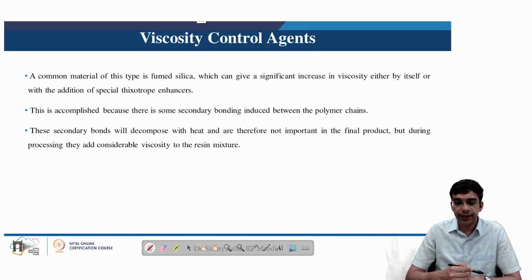A common type of material added to control the viscosity is fumed silica, which can significantly increase the viscosity either by itself or with the addition of thixotrope enhancers. This is accomplished because some secondary bonding is induced between the polymer chains by adding fumed silica. These secondary bonds may decompose in the presence of heat, and therefore they may not be very significant in the final product, but during processing they may add considerable viscosity to the resin, thereby controlling its flowability and interaction with the reinforcing fibers.